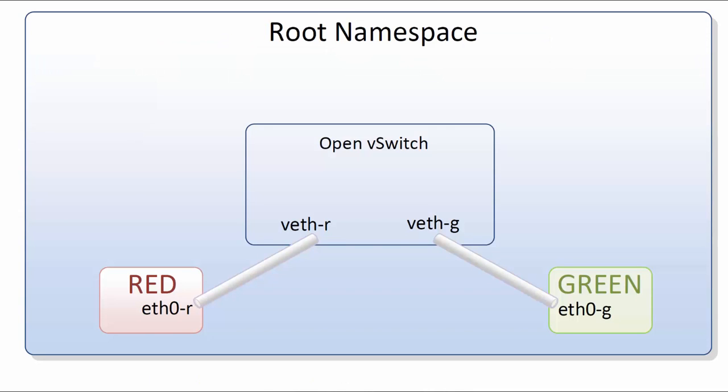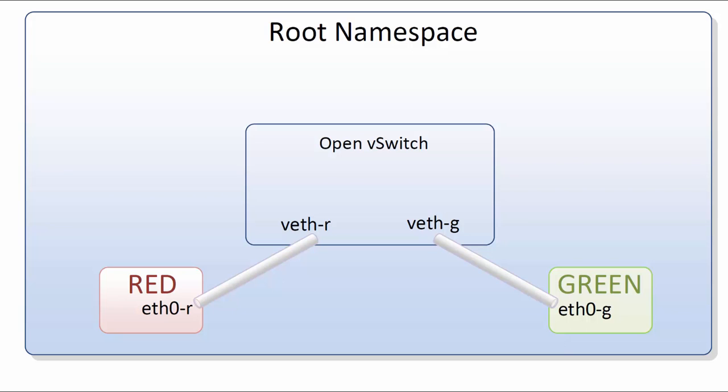To mimic this behavior from OpenStack, we will build on the previous Mininet example. Keep in mind that in a real OpenStack deployment, there would be a hypervisor like KVM and real VMs versus our emulated hosts. So we start with the two namespaces red and green, which are emulating two hosts.